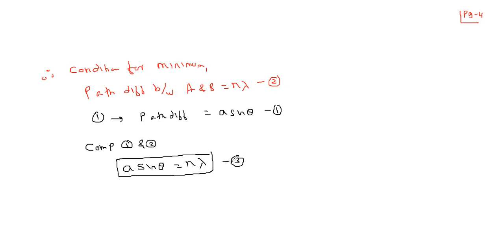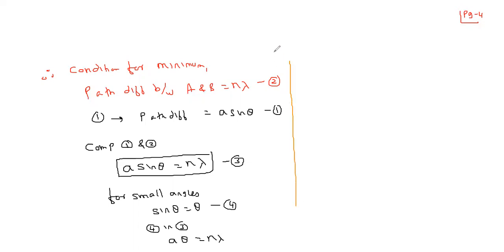Equation number 3. For small angles, sin theta is equal to theta. So substitute 4 in 3. What are we getting? a theta is equal to n lambda. So what is the conclusion? Theta is equal to n lambda by a.